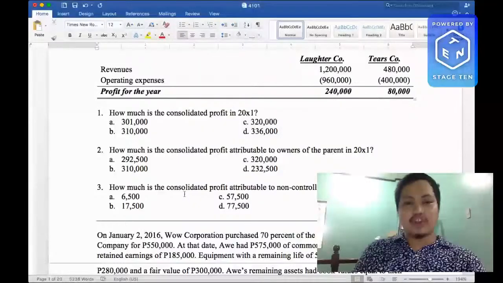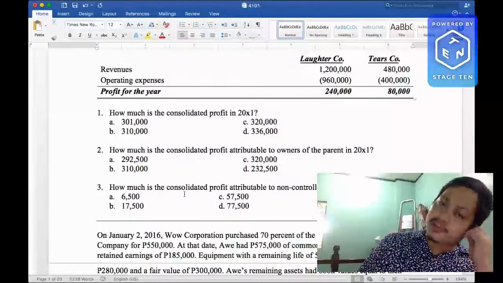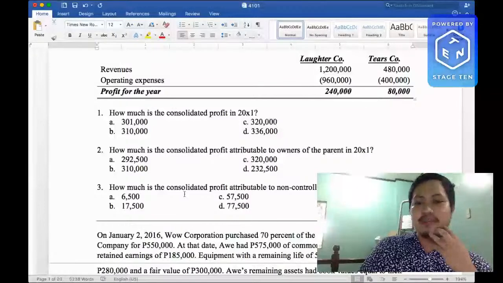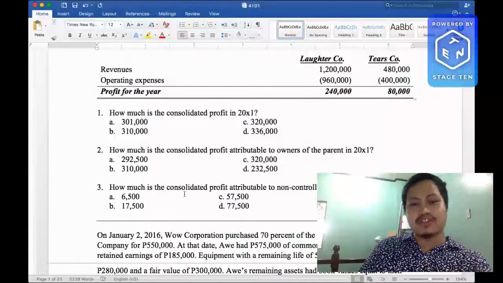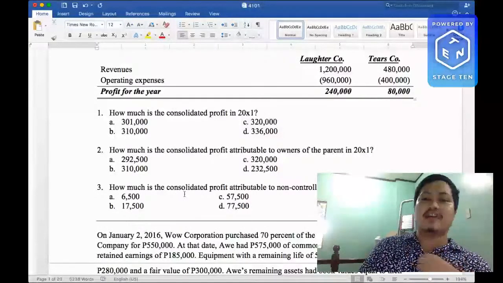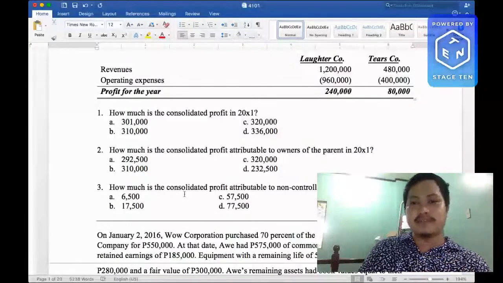Second question, how much is the consolidated profit attributable to the owners of the parent? Stated differently, how much is the consolidated profit attributable to the parent? How much is the consolidated profit using the parent approach? Again, what's the difference? Just deduct the share of the NCI. Share in what? Share in the income. Whose income? Income of the subsidiary.